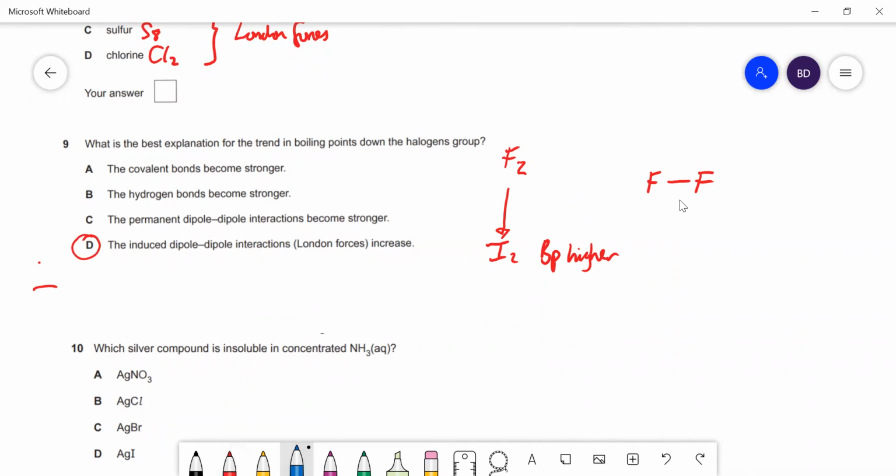Of course, for this answer, when you boil a halogen, you do not break this bond here. You just separate the F2 molecule from another F2 molecule, so that's completely wrong. Hydrogen bonds, that's just rubbish, isn't it? Okay, this one, they don't have permanent dipoles.